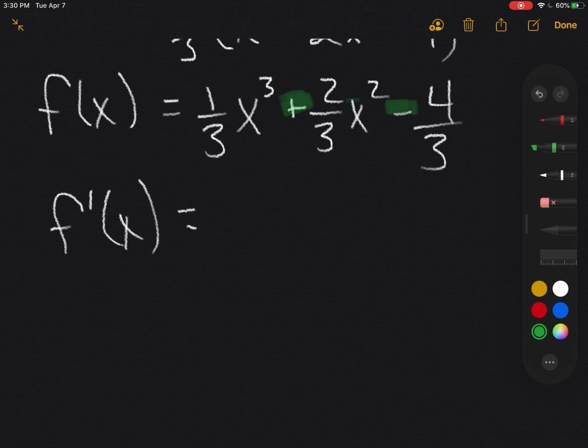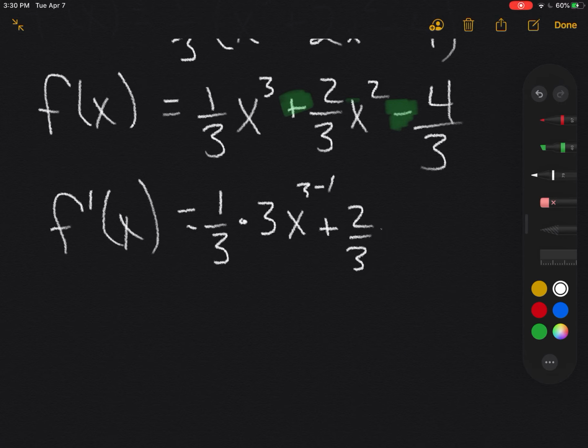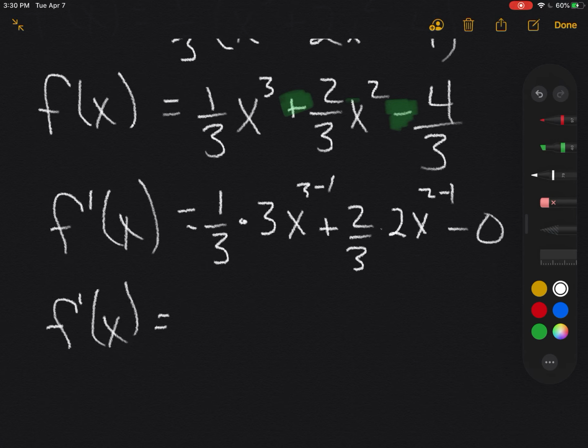And now I can take the derivative of each term because we're using addition to combine them. So because the sum of the limits is equal to the limit of the sums, the sum of the derivatives is equal to the derivative of the sum. So I'm going to use my power rule here, and I'm going to be very careful with my fractions. So I have 1/3 times 3x to the 3 minus 1. Plus 2/3 times 2x to the 2 minus 1 minus a 0.